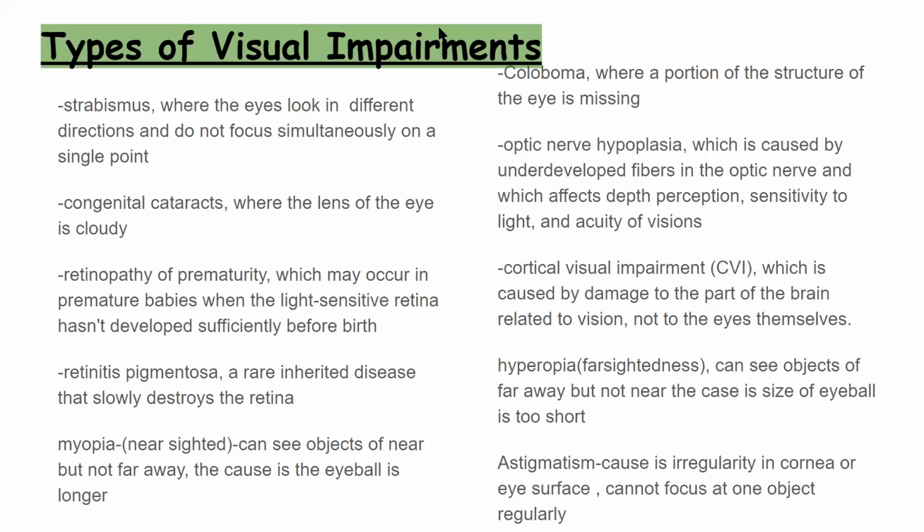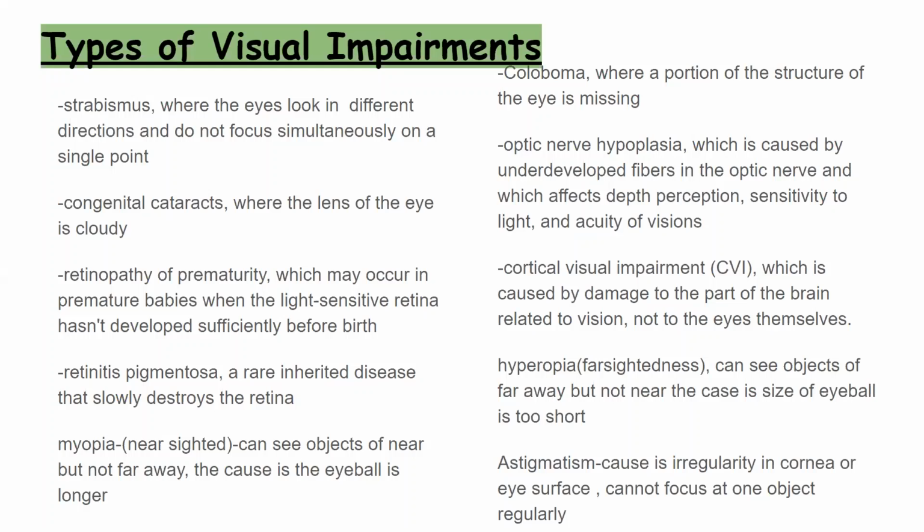Myopia, nearsighted, can't see objects far away but can see near. The cause of it is the eyeball is longer. Coloboma, where a portion of the structure of the eye is missing. Optic nerve hypoplasia, which is caused by underdeveloped fibers in the optic nerve and which affects depth perception, sensitivity to light, and acuity of vision.